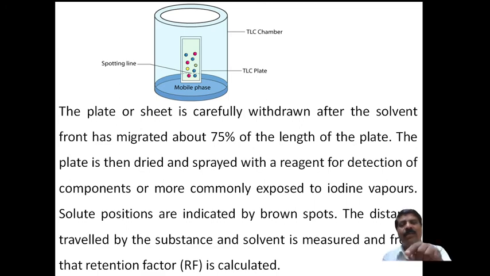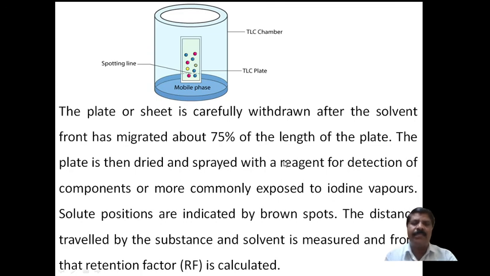Then for each individual component, you have to measure from the spot of application, where you spotted it. From that you have to measure the distance, and from that you have to calculate the Rf value. And this is the TLC chamber, the TLC plate, and the spotting line here. And this is the mobile phase. It is a solvent and it moves.